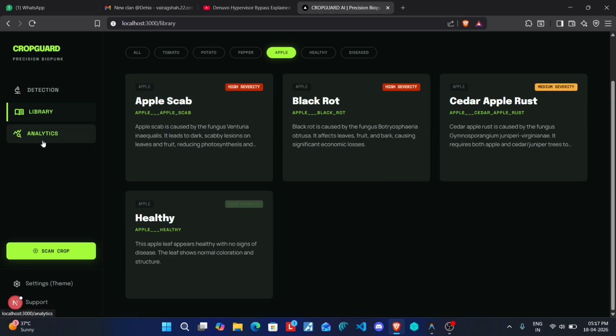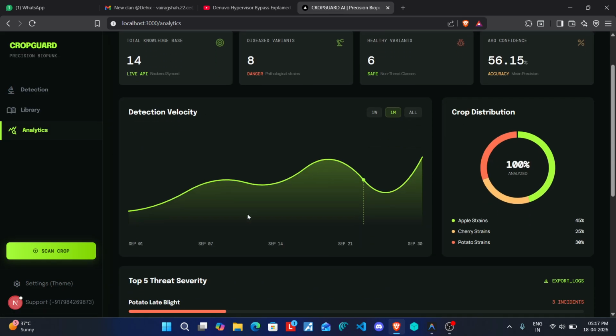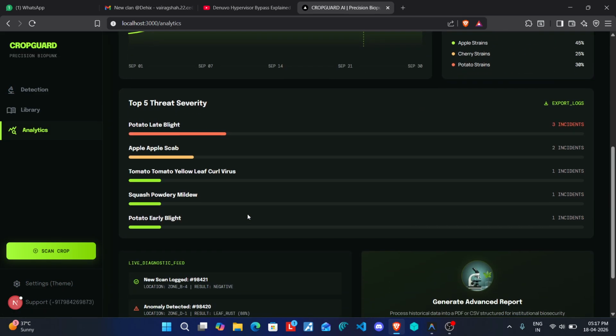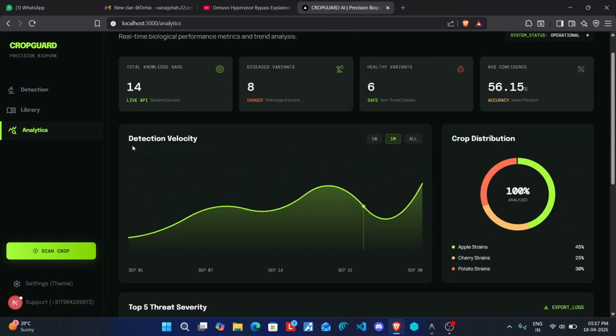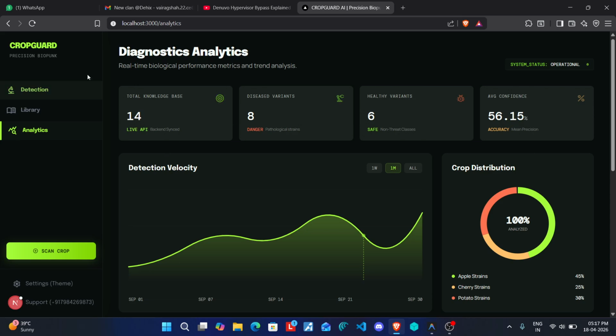And in the analytics section, it can show how much data we have used. So this is the whole data trained. It shows threat severity for potato late blight, apple scab, tomato yellow leaf curl virus, and so on. It shows the graphs: the detection velocity graph and the crop distributions. It shows the live analysis of each time we use it, and it can showcase the number of times we have used this.